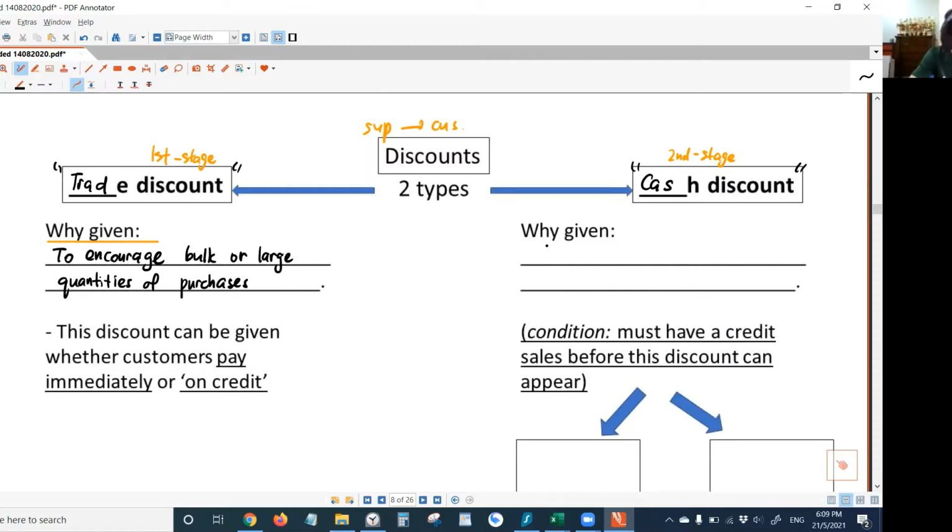Cash discount, on the other hand, write down: To encourage credit customers. Don't just write the word customers here. To encourage credit customers to settle debts promptly, or quite punctually.